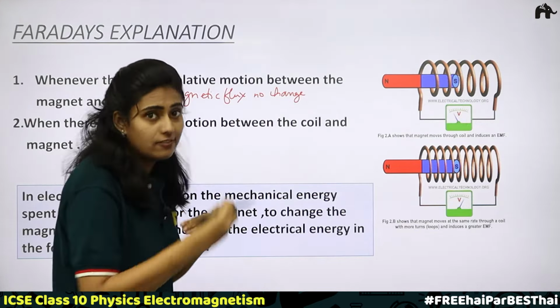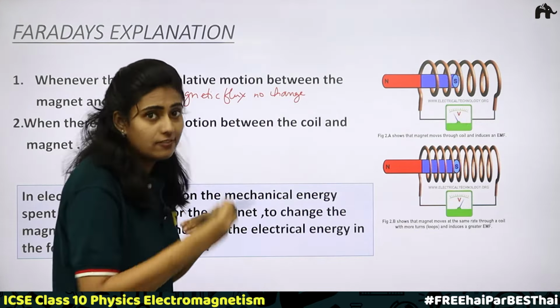We know that electric current flows only when there is a battery or a voltage. Now, here it is not the battery. Here we need an E.M.F. No E.M.F. is produced if there is no change in magnetic flux. No E.M.F. means no current. Understood? There will be no deflection in the galvanometer.